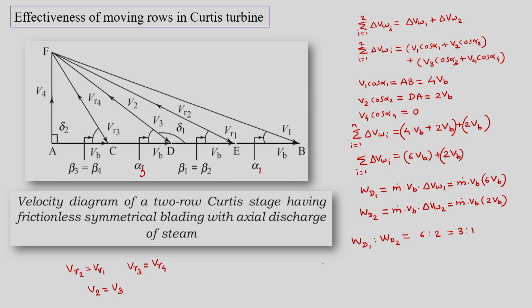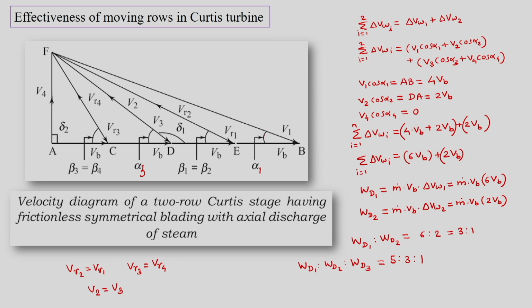Now, if instead of 2 stages we would have 3 stages, then we can prove that WD1 to WD2 to WD3 is 5 to 3 to 1. So, there are a total of 9 units of the work.